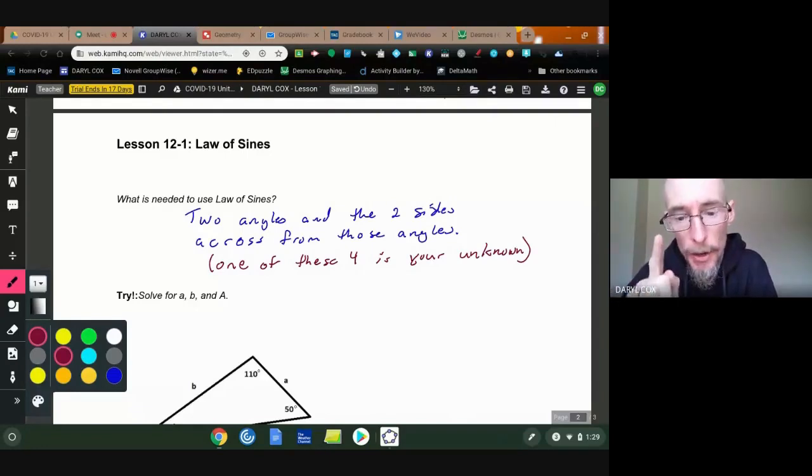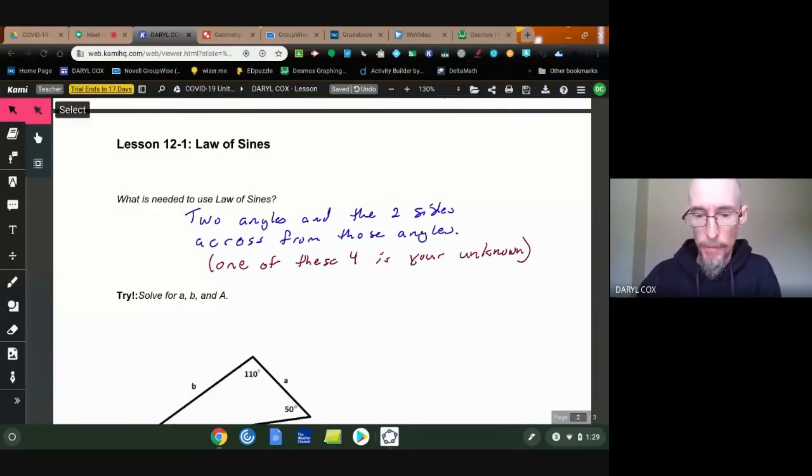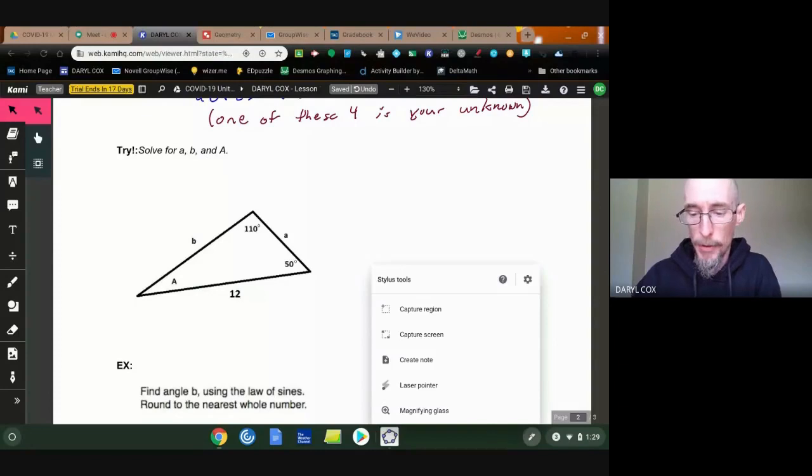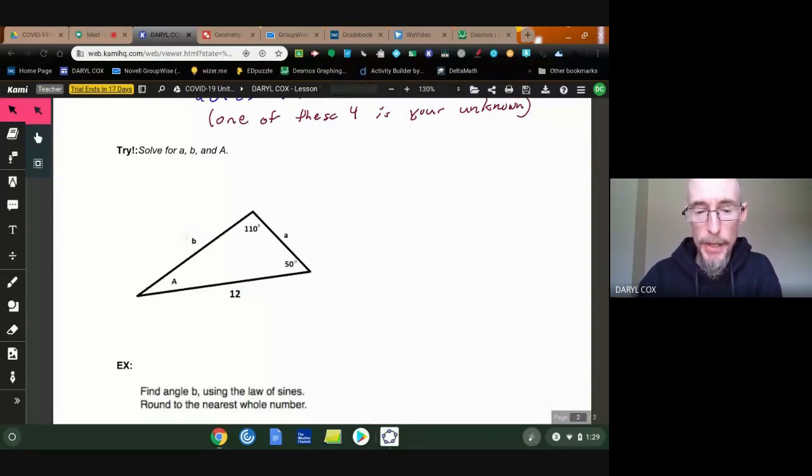Okay, so let's try one on your own now. Let's try this problem. Take a moment and solve for side A. Let's see, we want side A, side B, and angle A. Give me a solution for all three of those.